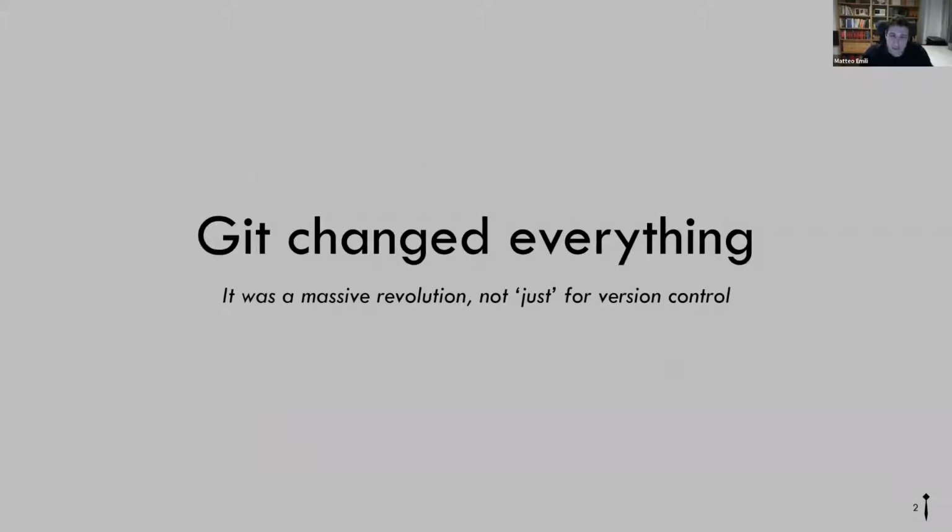The reason is simple. Git changed everything in our industry, and it was a massive revolution. It was not just a new version control system, it was not just the new TFVC, it was not just the new SVN, but it completely changed the way that we work on a daily basis. We moved away from centralized version control systems to the new distributed paradigm.